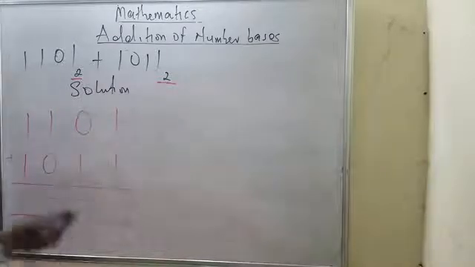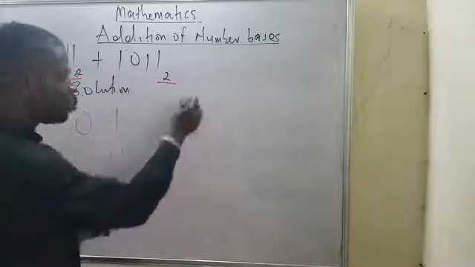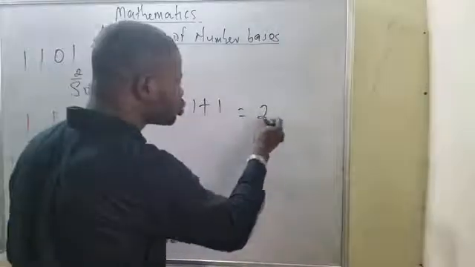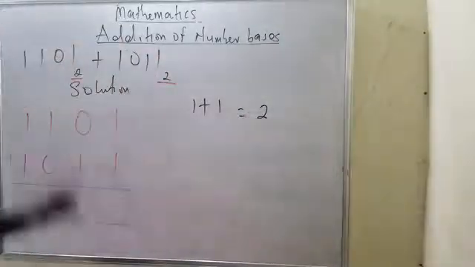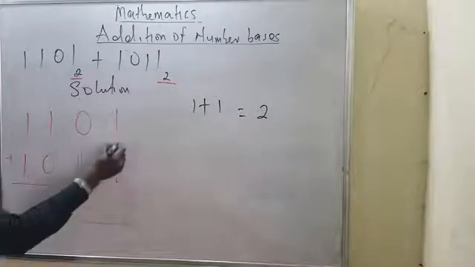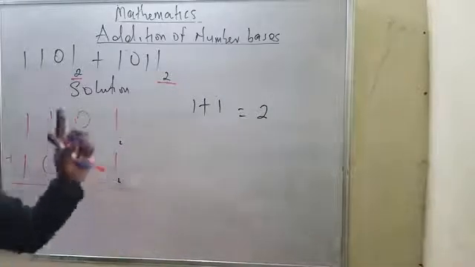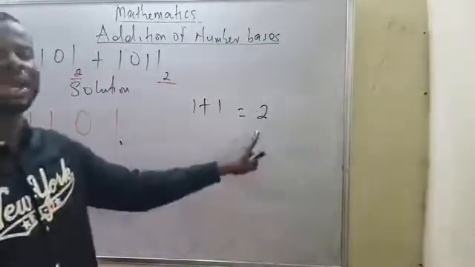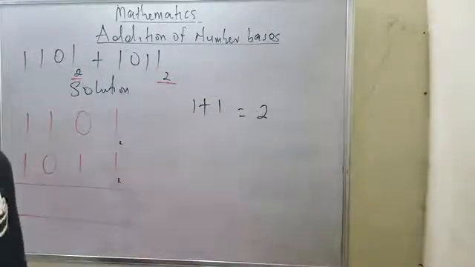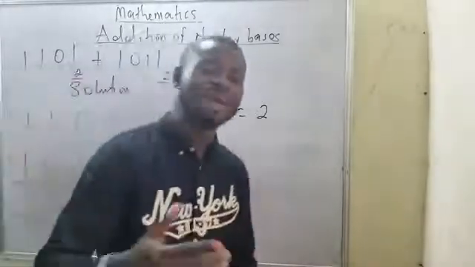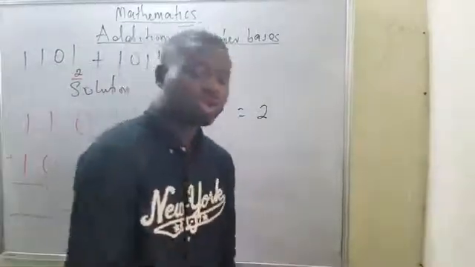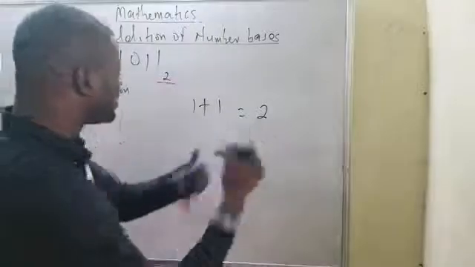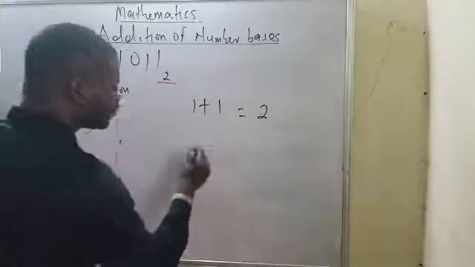2. Now, for your information, 1 plus 1 equals 2. I cannot write 2 just because of what? The base is base 2. I must not get a number equal to or greater than 2. Very important. Now, what I will do, I will also run to what? Remainder theorem.